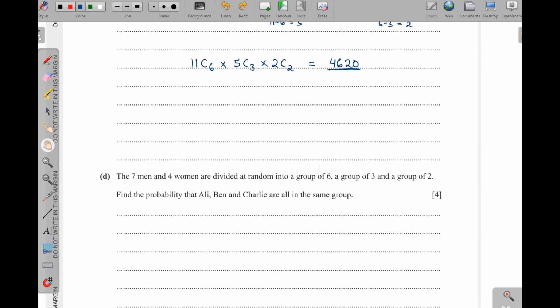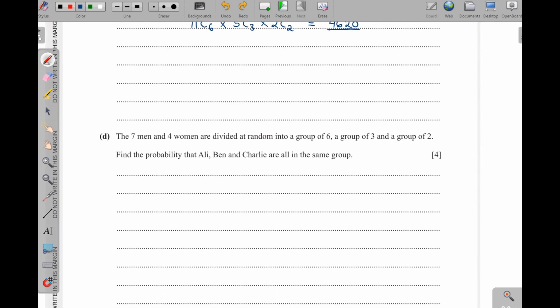option we have. Then part D, they are saying that the 7 men and 4 women are divided at random into a group of 6, a group of 3, and a group of 2. And then find the probability that Ali, Ben, and Charlie are all in the same group. Now, we are going to have Ali, Ben, and Charlie in a group of 6. Are we there? In a group of 6.